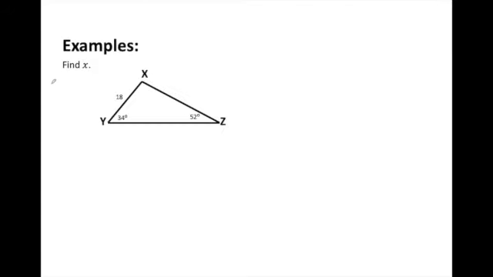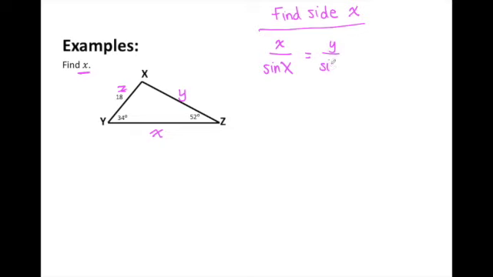So for your first example, we're going to find side x, which means that we need to label all of our sides. So remember, across from our angle x is our side x, across from our angle y is our side y, and across from our angle z is our side z. They're always across, they're never attached to the actual angle. Okay, so we're finding side x, which means you're going to have your side on top and your angle on the bottom for your ratio.